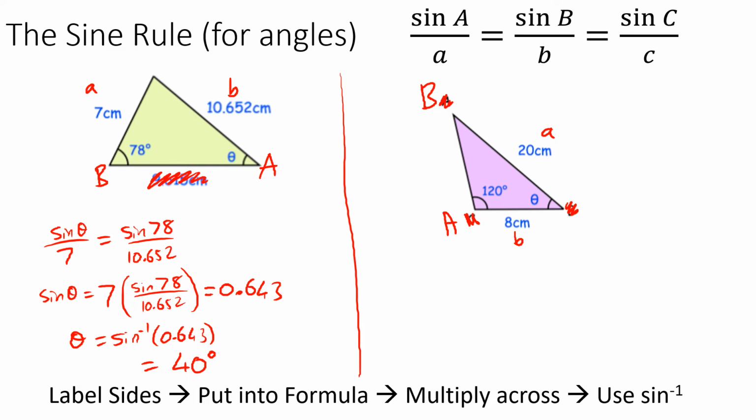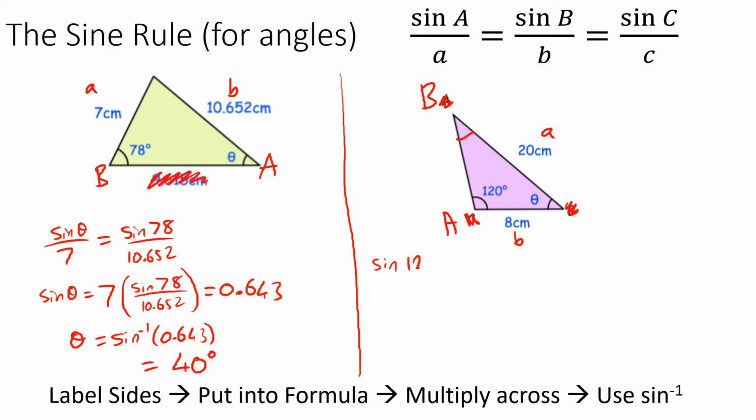Yeah, so the way we're going to do this is we're actually going to find this angle at the top. And then we're going to just use the fact that angles in a triangle add up to 180 to work out what theta is. There's not really any other way of approaching it. Okay, we've labeled our sides.